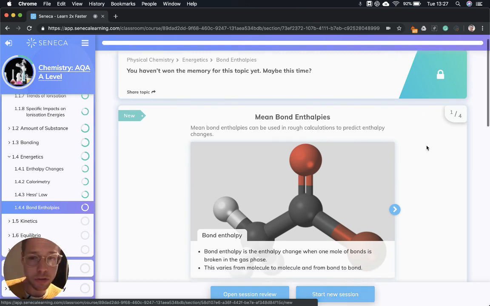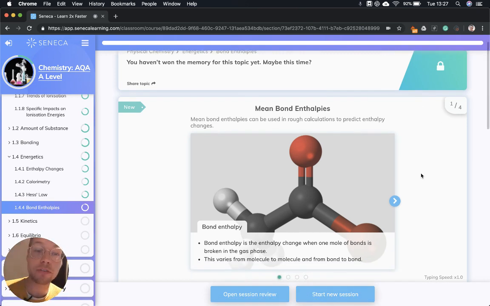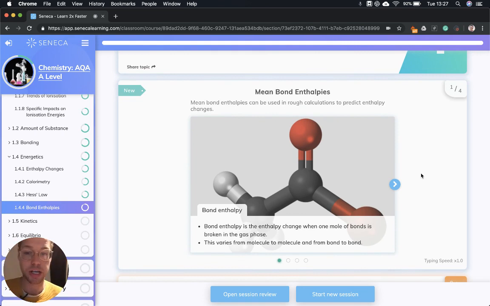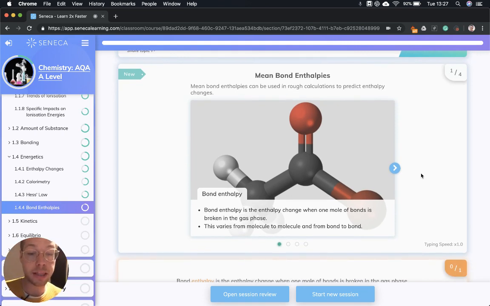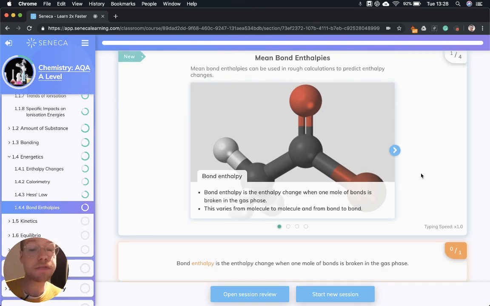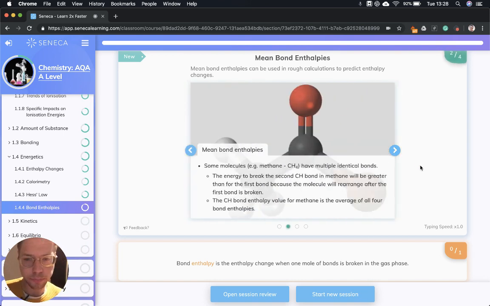What are mean bond enthalpies? Well, they can be used in rough calculations to predict enthalpy changes. Bond enthalpy is the enthalpy change when one mole of bonds is broken in the gaseous phase. This varies from one molecule to another and from bond to bond.